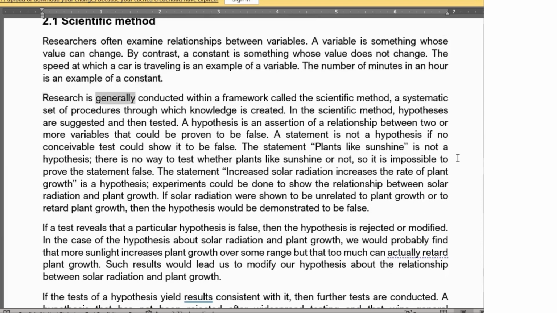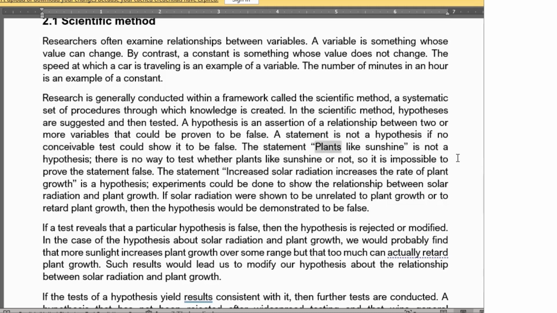Research is generally conducted within a framework called the scientific method, a systematic set of procedures through which knowledge is created. In the scientific method, hypotheses are suggested and then tested. A hypothesis is an assertion of a relationship between two or more variables that could be proven to be false. A statement is not a hypothesis if no conceivable test could show it to be false.